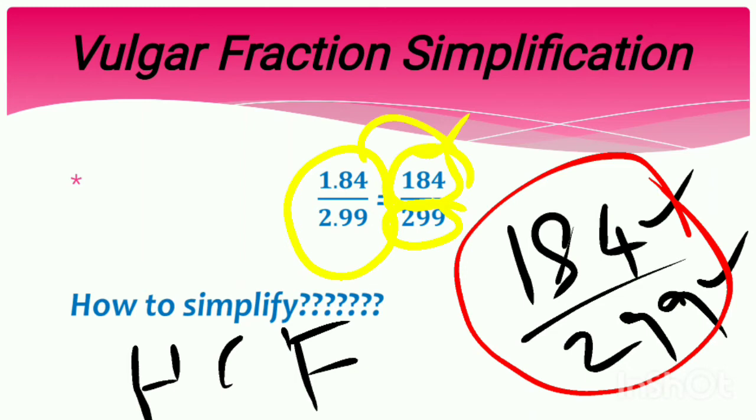Because HCF is a tool to find what is the biggest common factor of two numbers, or more than two numbers. Okay, using that tool we will find the common factor which will divide both numerator and denominator exactly. How it will divide? It will divide exactly, which means remainder as 0. Okay, when you are provided with some bigger number and you don't have calculator with you, what you have to do, directly you find the HCF of both the numbers.